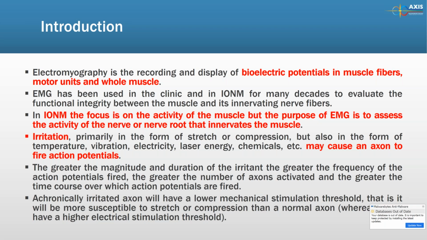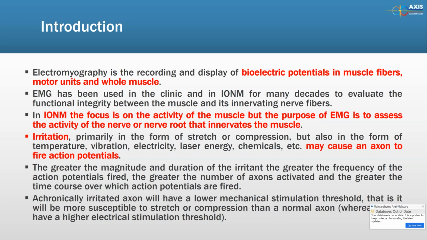So there are so many different factors that can cause abnormal EMG activity. The greater the magnitude, amplitude and duration of the irritant, the greater the frequency of action potentials fired, the greater the number of axons activated, and the greater the time course over which action potentials are fired. So depending on the magnitude and duration of the irritation of the nerve, the amplitude will be higher, and depending on the number of axons being irritated, the time that activity lasts will be longer.